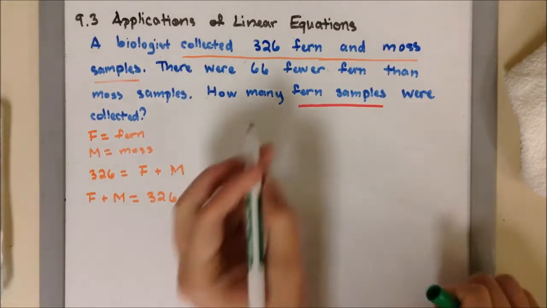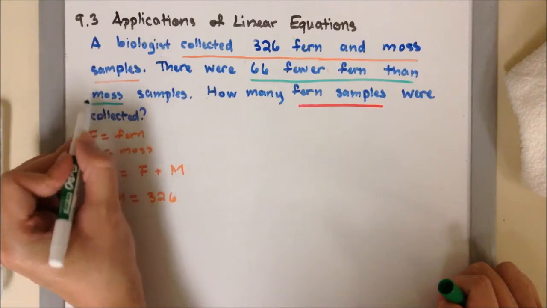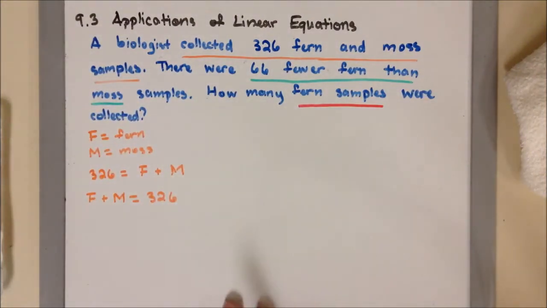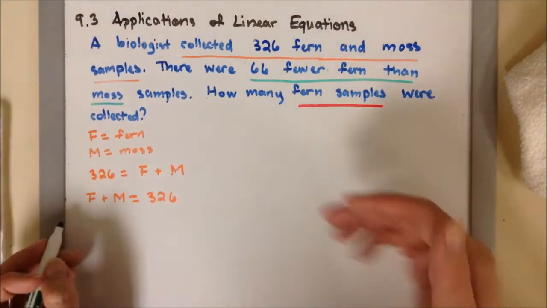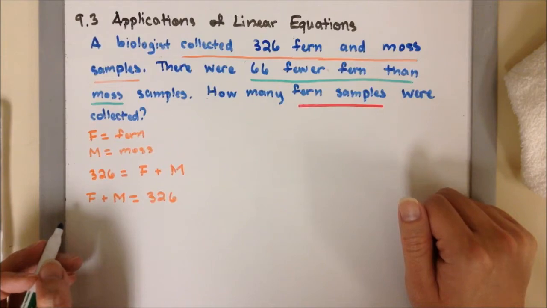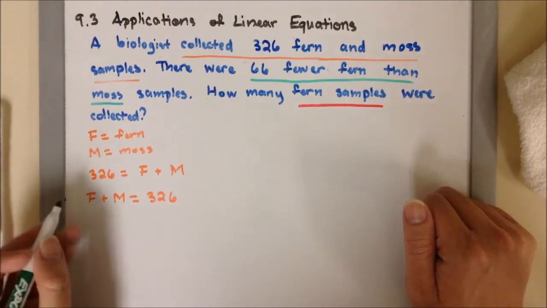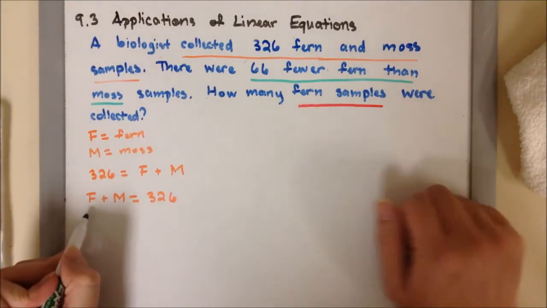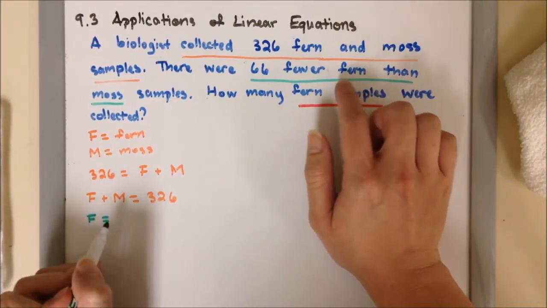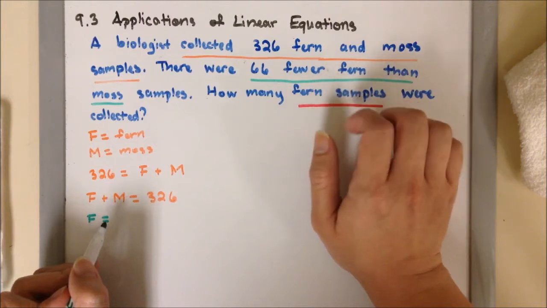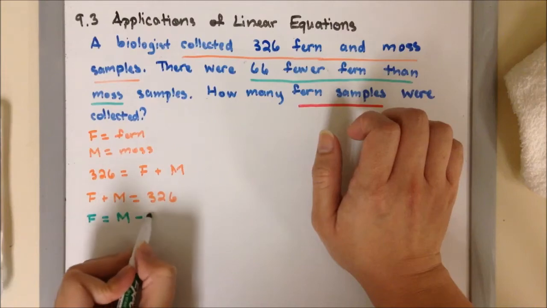Now it says right here there were 66 fewer fern than moss samples. So I'm going to make another equation based on that sentence. So it says 66 fewer fern, sorry. So basically, we're going to be writing 66 fewer fern, that means F. We're going to go with F equals. So fern was 66 fewer than moss. That means that it's going to be moss minus 66.